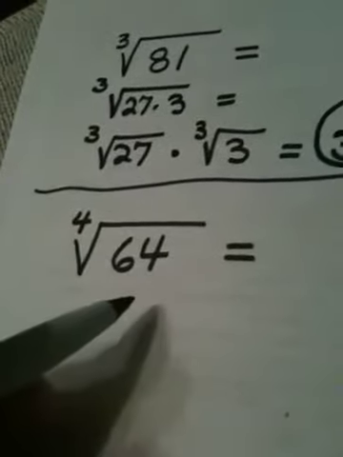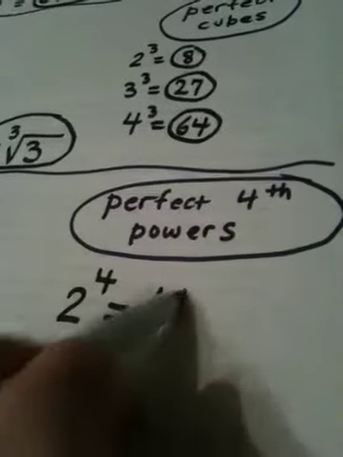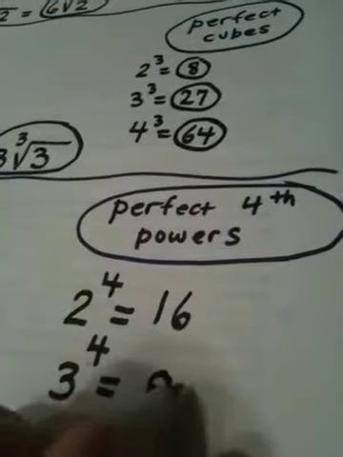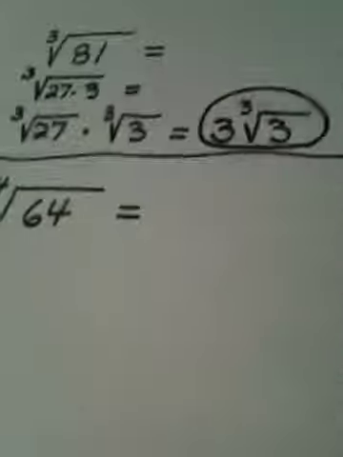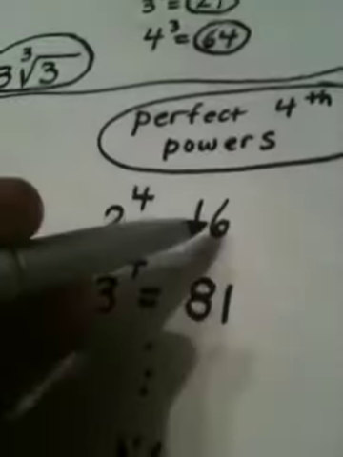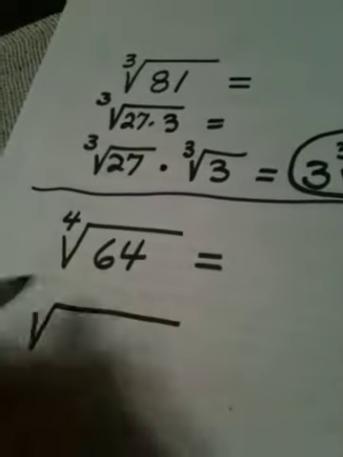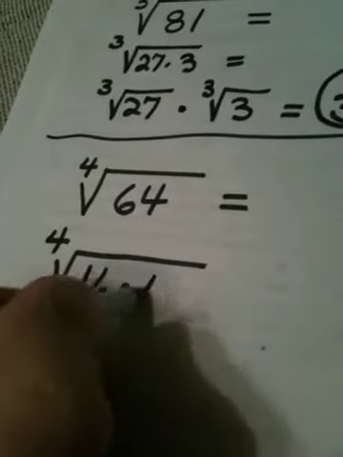How about the fourth root of 64? Well, we need to first of all create our list of perfect fourth powers. 2 to the fourth power is 16. 3 to the fourth power is 81. And so on. You know, the list gets bigger. Well, I think we're good right here because if I look over here, I can see that 16 is the largest number in this list that's going to divide into 64. So 64 can be written as 16 times 4.